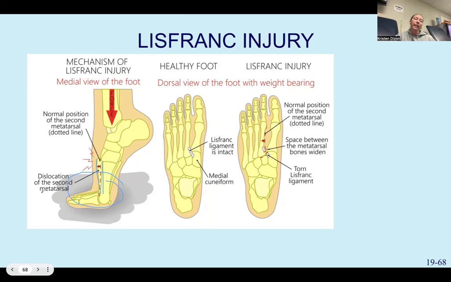This is a big issue, and it's missed a lot in orthopedics or at the urgent care because you don't see this very often, and you don't see this on x-ray unless you're weight bearing, because the bones will stay in place unless they're shifted because of weight. All right.